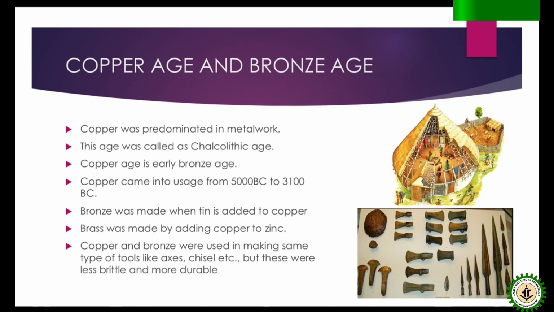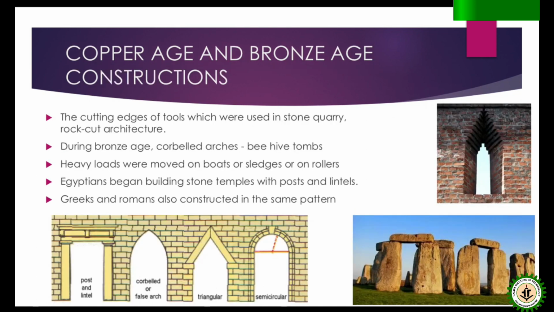This copper usage was from 5000 BC to 3100 BC. Copper and bronze were used in making the same types of tools like axes, chisels, etc. But these were less brittle and more durable than stone. Then came your Copper Age and Bronze Age constructions. The cutting edges of the tools were used in the stone quarry, for rock cut architecture. Mostly they cut the whole rock into shapes and made some nice architecture.